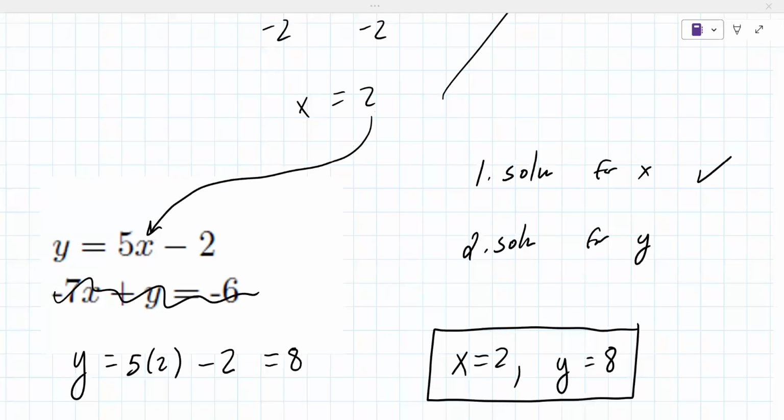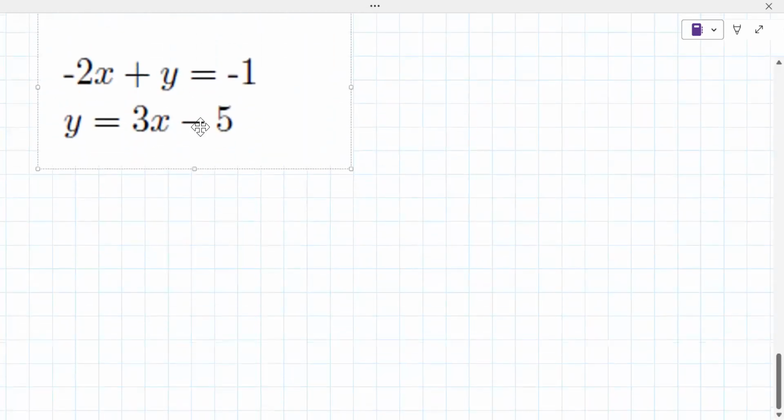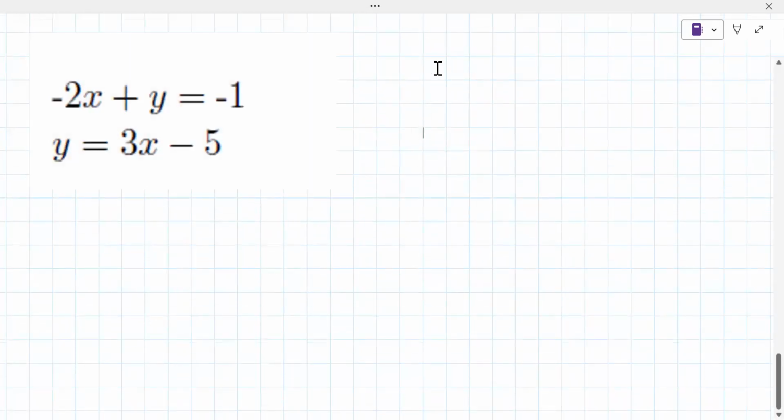So okay, let's look at another problem here. Let's look at this one. We've got minus 2x plus y equals -1, y equals 3x minus 5. Do you see how the second equation is solved for y?